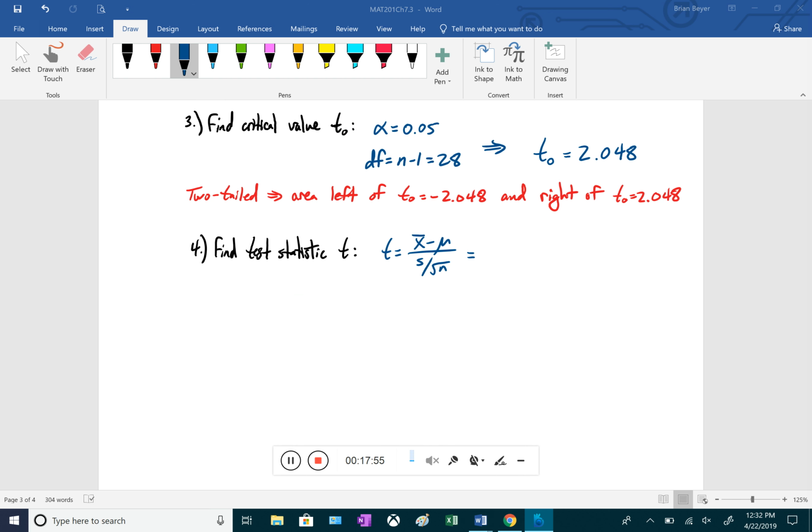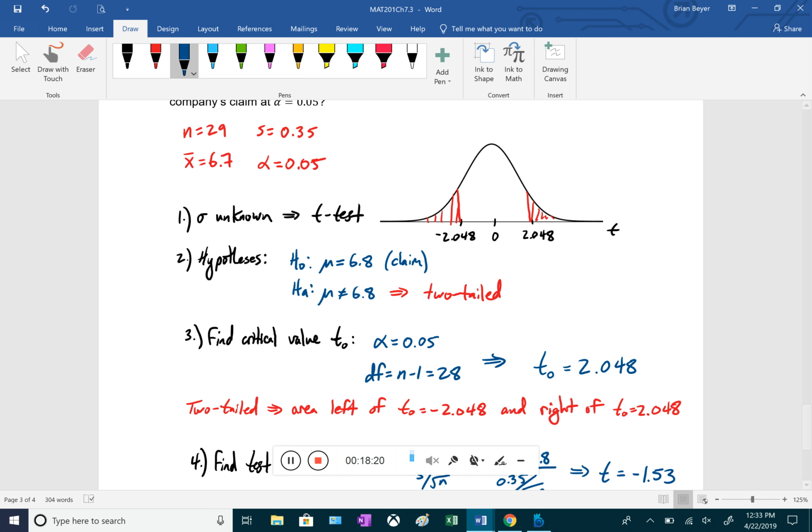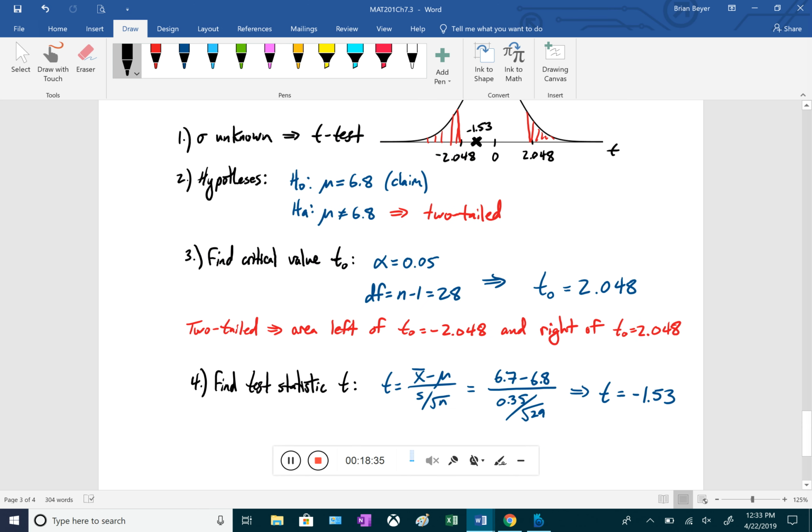So using our formula here, we're going to have the sample mean minus the hypothesized mean over the standard deviation divided by the square root of the sample size. Okay, so plugging this in, this gives us a t-value of negative 1.53. And we go back up here to our graph. Negative 1.53 is somewhere over here. So this is clearly not in the shaded region. So since that is not in the shaded region, we fail to reject the null hypothesis.